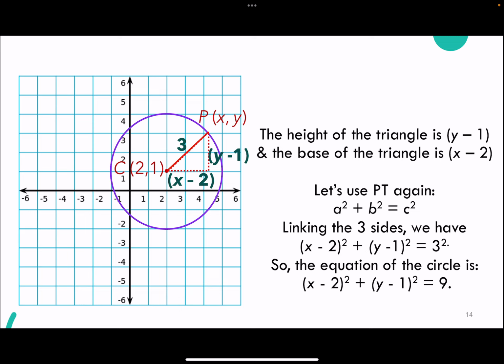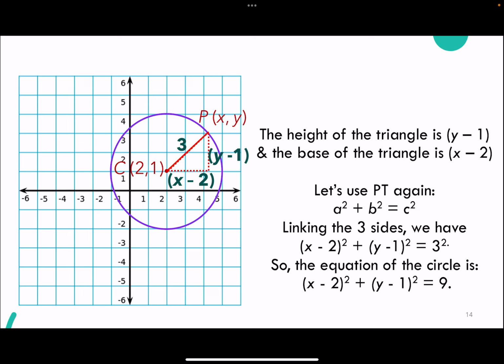And this time around, you have to be a little bit careful with the height of the triangle because we are starting at the point 2, 1. So your center is at 2, 1, right? So if you look at the height of the triangle, I do not know what my y value is, but I know that I have to minus 1 because it's the difference between the two. Okay? So that's how I have the height as y minus 1.